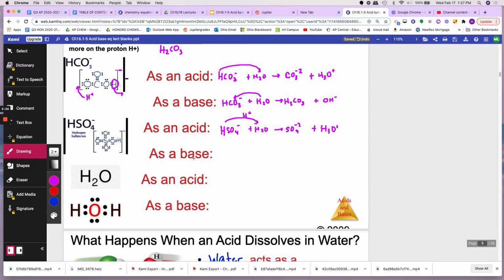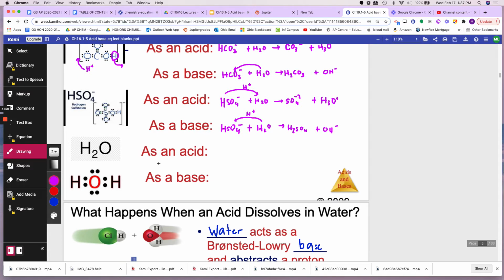Next, as a base, we have HSO4- plus H2O. The H goes from the water. Now you have H2SO4 plus OH-. So water can act as both an acid and a base as well. So water as an acid, water as a base.